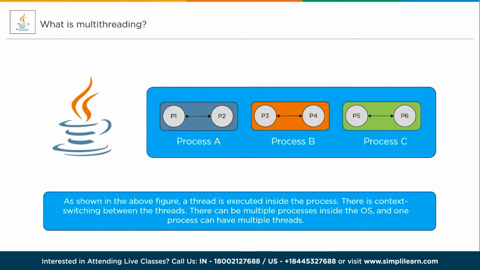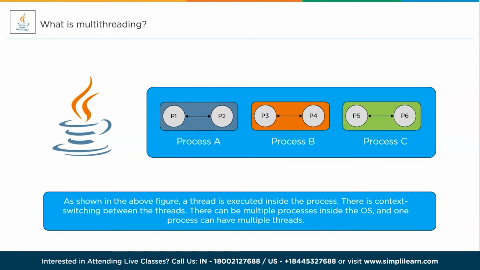Right, as shown in the above figure, a thread is executed inside a process, and there is context switching between the threads. There are multiple processes inside the OS, and one process can have multiple threads. Remember, when an application is started, it receives a request, or an operation or a process from the user. Based on that request or operation, the main thread will start the execution process. And that particular main thread is responsible for creating multiple threads in one go based on the requirement, right?